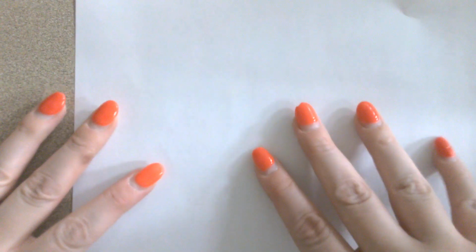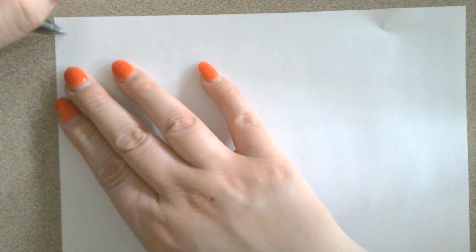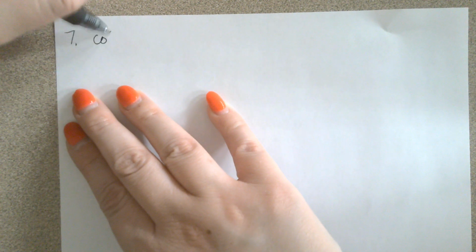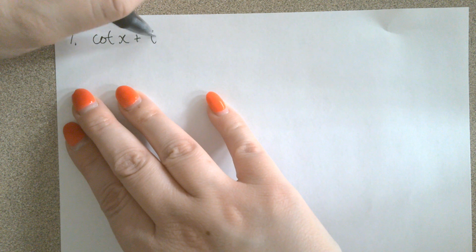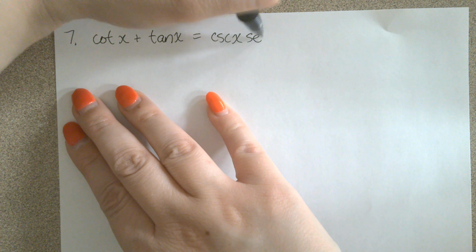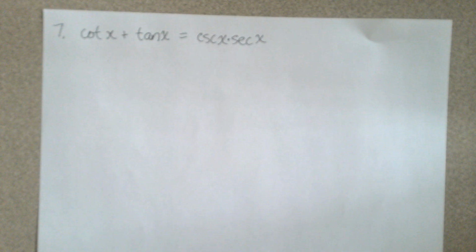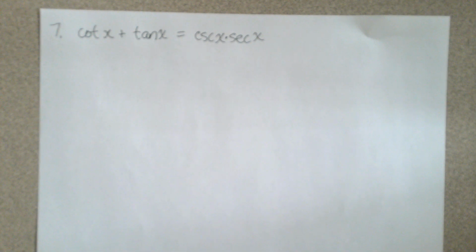2 more of those, and then the quick ones. This one I think is a quicker problem, if I remember correctly. Number 7. Cotangent x plus tangent x equals cosecant x secant x. Remember, these are being multiplied here, just an FYI. I'm not sure yet if there's an option 2. We'll see if one comes to me as we're working. So for now, I'm just going to show you one option.